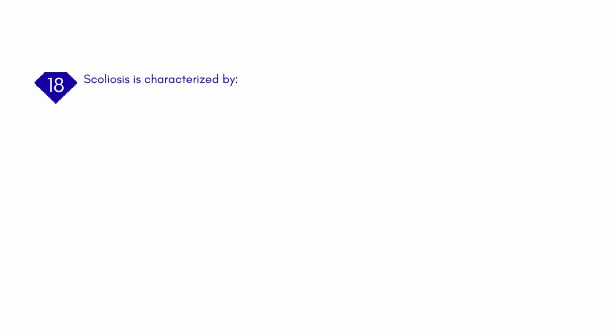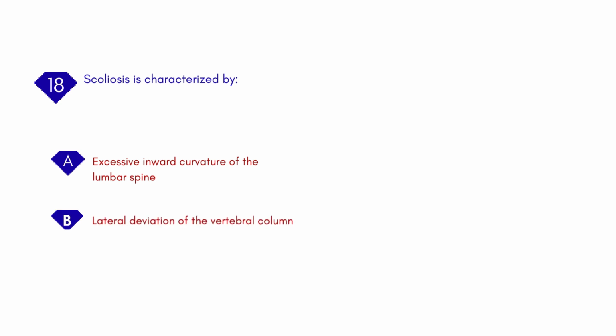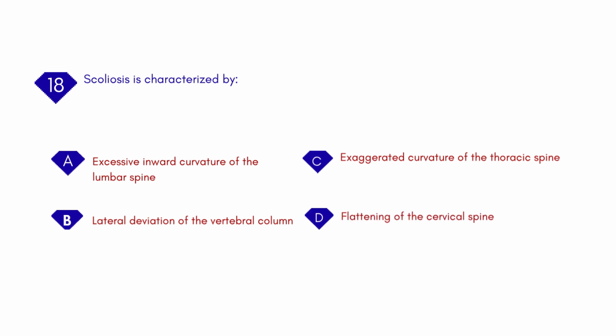Scoliosis is characterized by A. Excessive inward curvature of the lumbar spine. B. Lateral deviation of the vertebral column. C. Exaggerated curvature of the thoracic spine. D. Flattening of the cervical spine. Answer: B. Lateral deviation of the vertebral column.